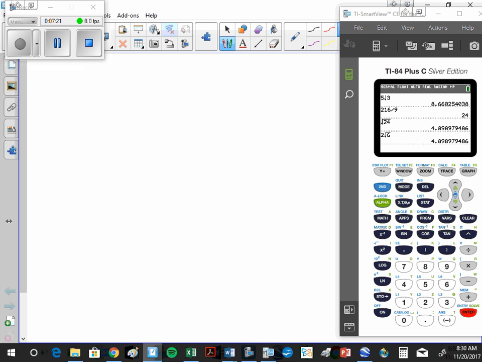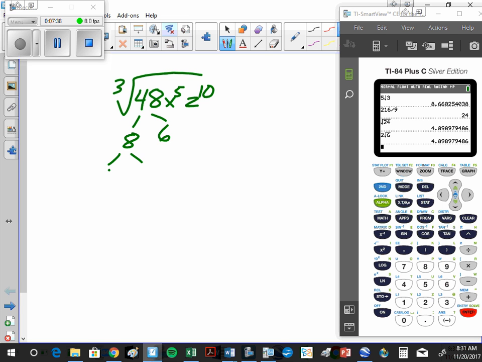Let's do 48. The cubed root of 48, x to the 5th, z to the 10th. 48 would be 8 and 6, 4 and 2, 2 and 2, 3 and 2. And I get rid of everything that factored.